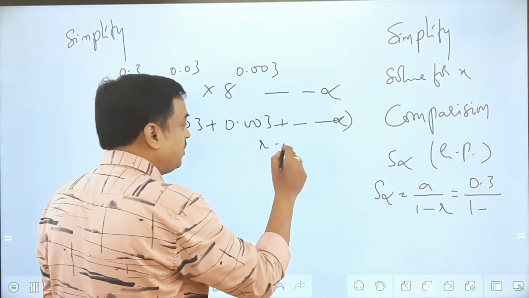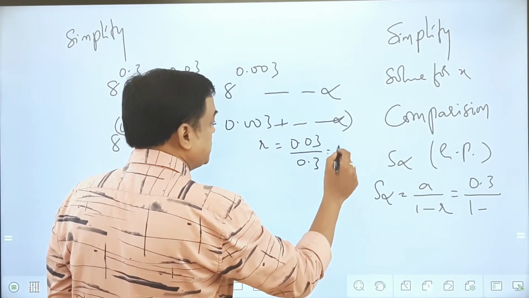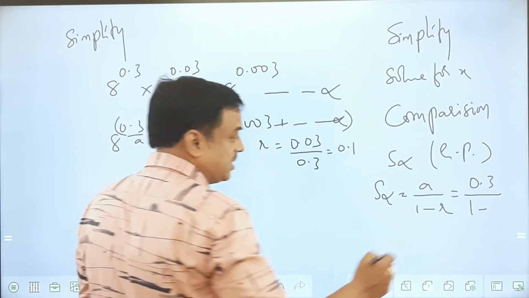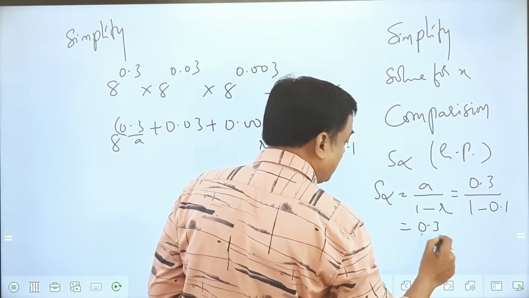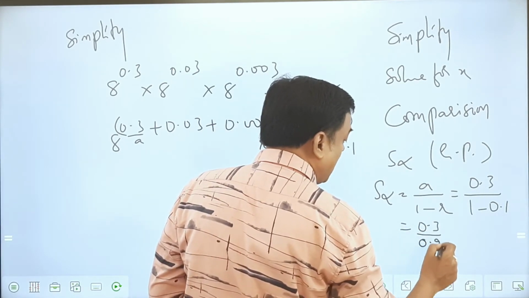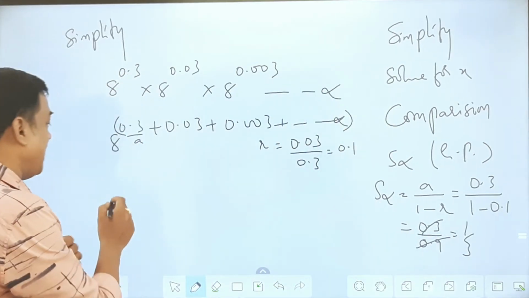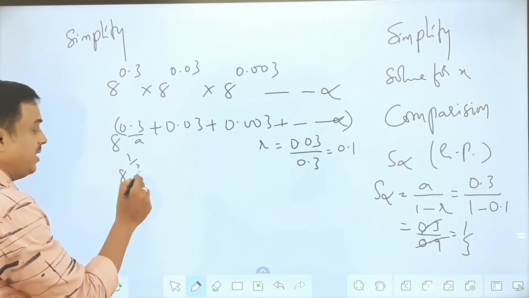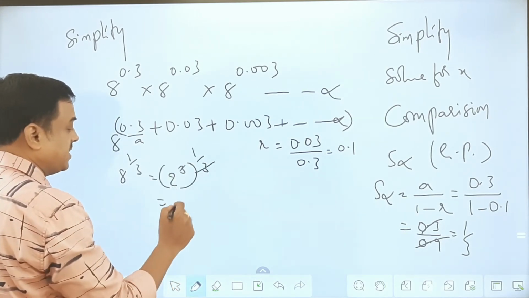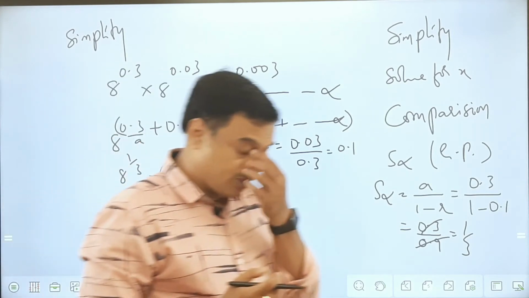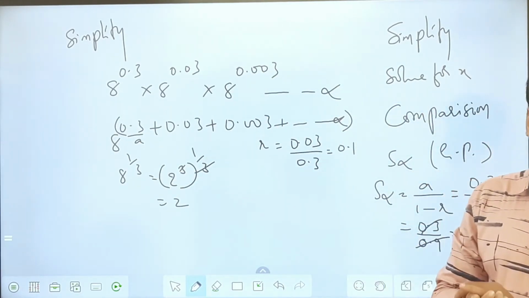You know, r value is 0.03 by 0.3, which is equal to 0.1. So here r value is 0.1. Ultimately you'll get 0.3 upon 0.9, and if you cancel, it is 1 by 3. So finally, at the end of my question, this is 1 by 3, 2 to the power of 3 whole power 1 by 3, 3 and 3 get cancelled, final value is 2. So after you simplify the given expression, you got the value as 2.